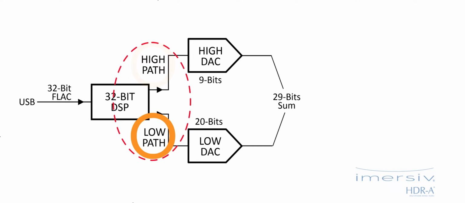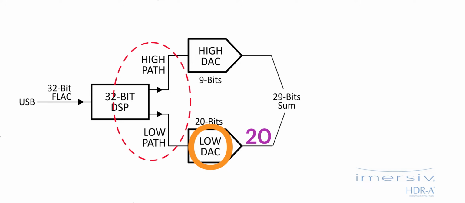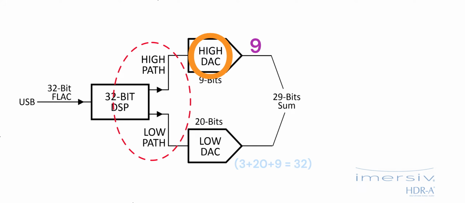So we know that conventional D to A converter ICs really can't handle more than about 21 bits of audio data. So we're going to throw away our bottom 3 original bits and transfer the next 20 bits to the low-path DAC IC. And this leaves us with 20 usable bits in the low path and 9 usable bits in the high path.